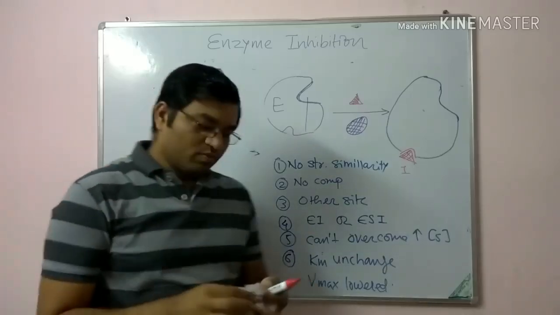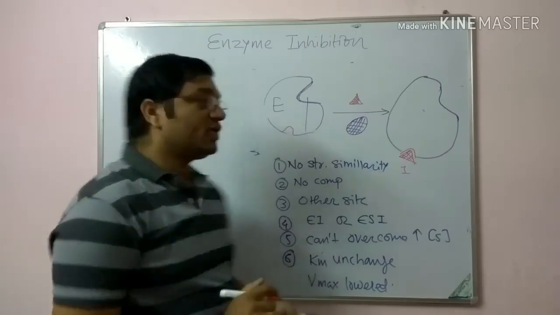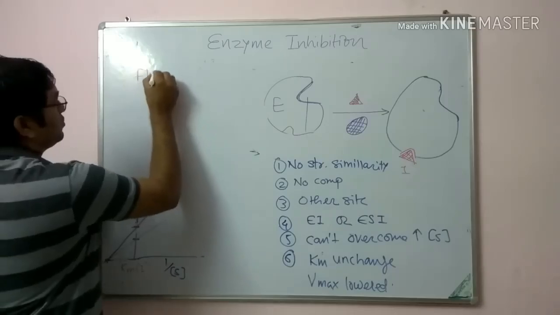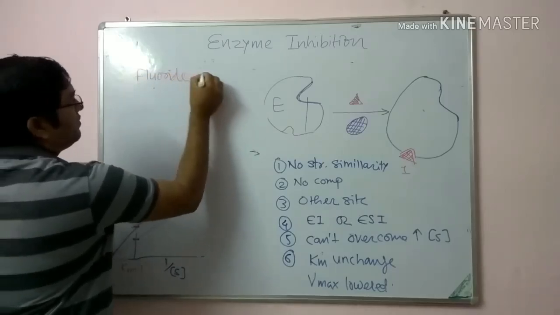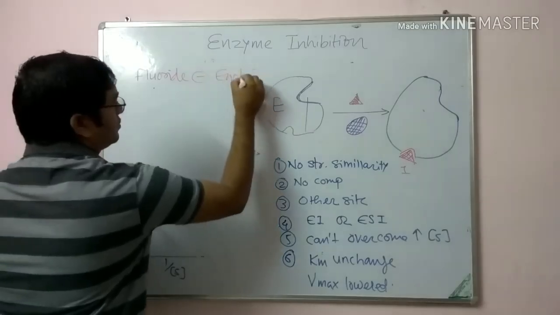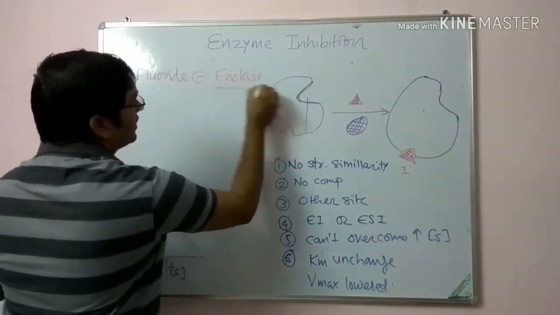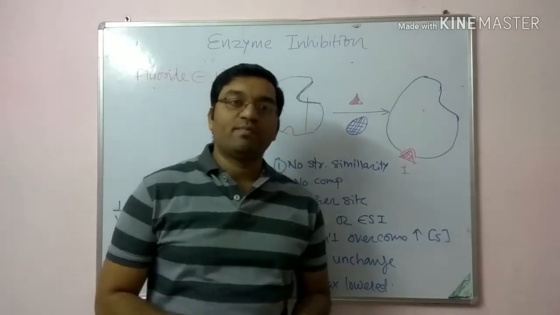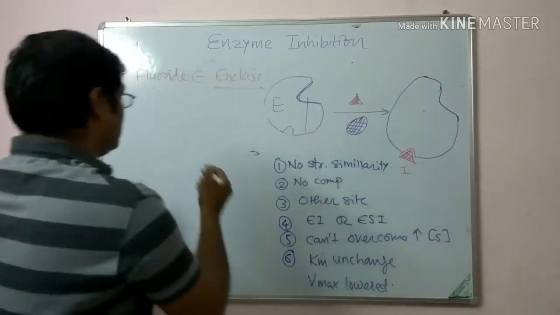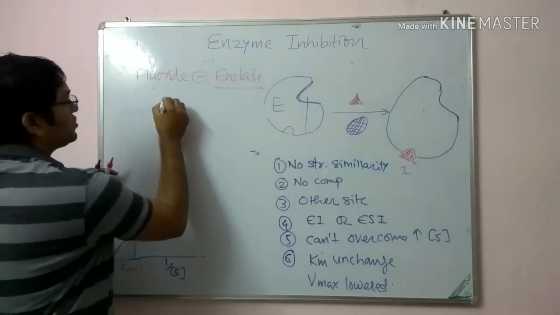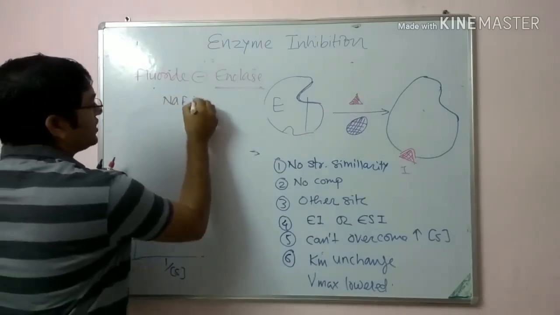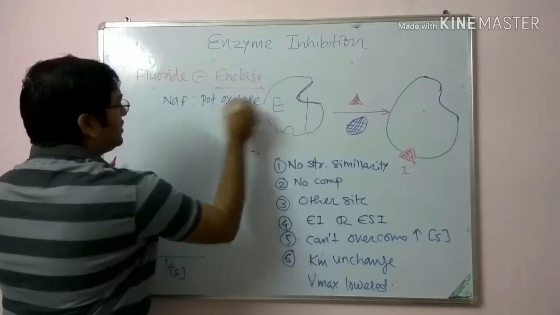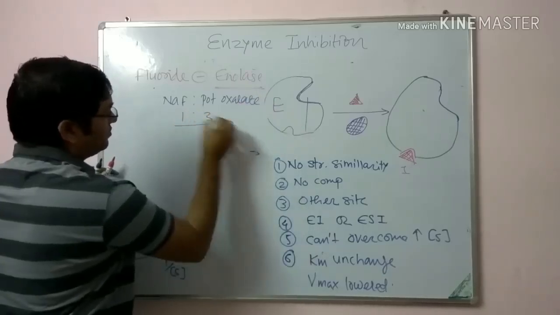The most important example in non-competitive inhibition is fluoride, which inhibits enolase. Enolase is a glycolytic enzyme. We use the fluoride bulb in the collection of sample for estimation of plasma glucose. The composition of the fluoride bulb is sodium fluoride and potassium oxalate in the ratio of 1:3.